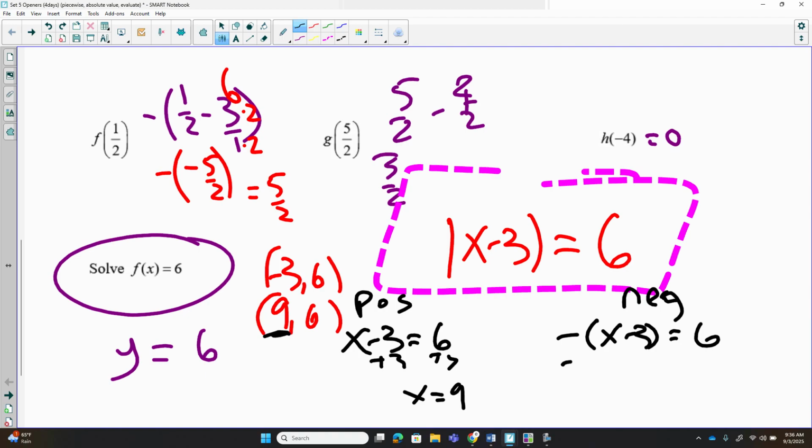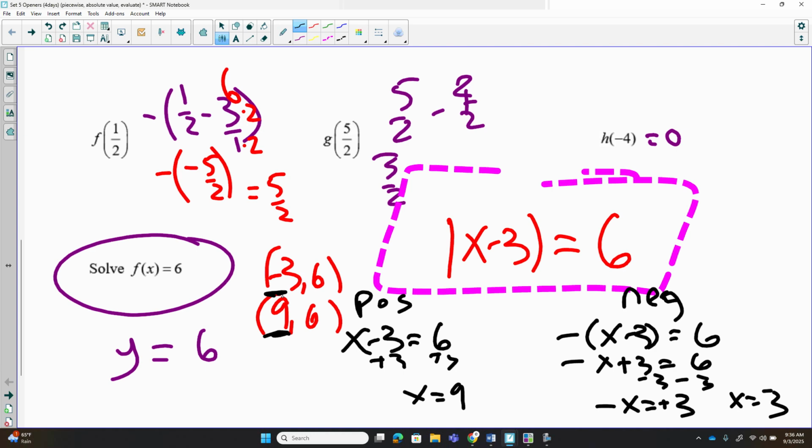Over here, if I go negative x plus 3 is equal to 6, subtract the 3. Negative x is equal to positive 3. So x will equal -3 in the end. That's where that -3 comes from. So we are going to be solving absolute value equations that look like this.